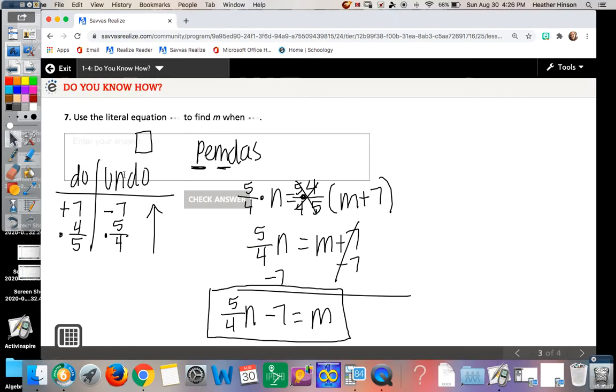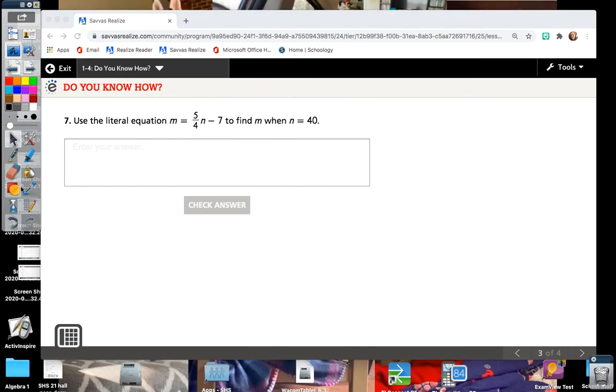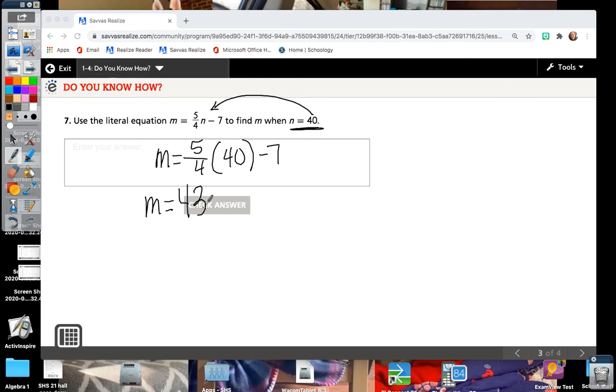Okay, number 7. We're going to use the literal equation that we just solved for m on number 6. So they have it solved for us right here. It's the same thing we got on number 6. And we want to find m when n is 40. So all we're going to have to do is plug in 40 because we already solved for m. So we plug this into our calculator, 5 over 4 times 40 minus 7, and we should get 43. So just plug it in into your calculator.